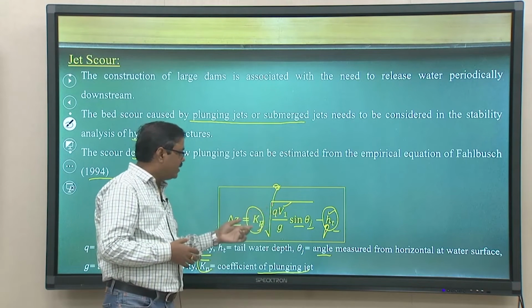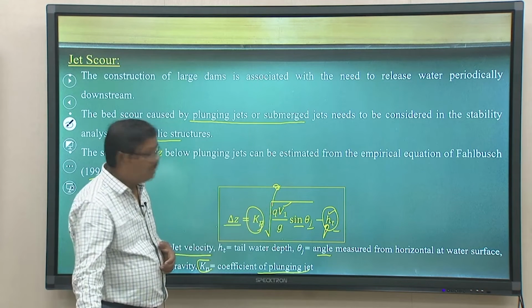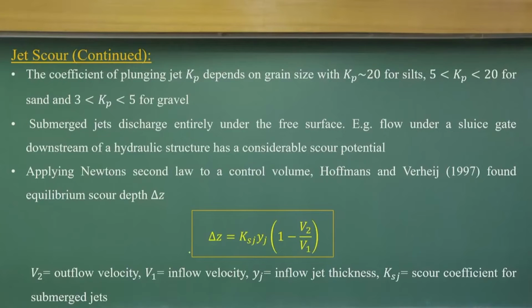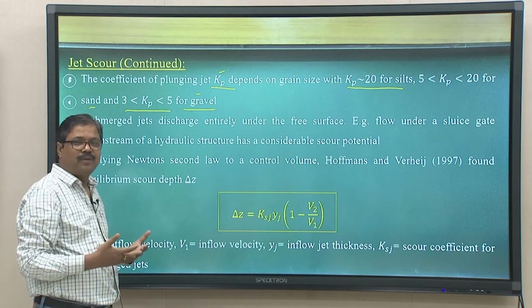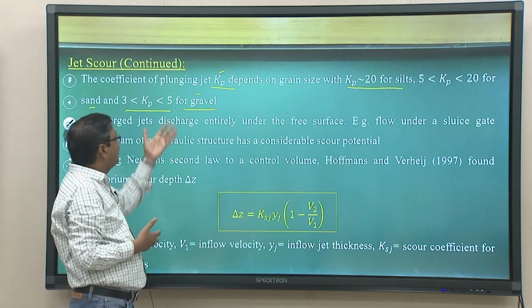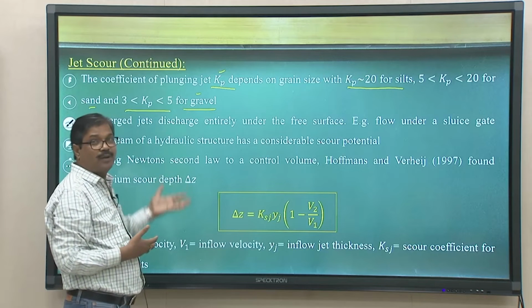Next, we can look at how the Kp value varies. Kp is a plunging coefficient, a multiplication factor, which is 20 for silt. So, in the downstream, if you have silt, this factor is 20; the range is 5 to 20 for sand, and for gravels it is 3 to 5. So you can interpret that if you have silt, the scouring depth will be almost 10 times that of gravels.